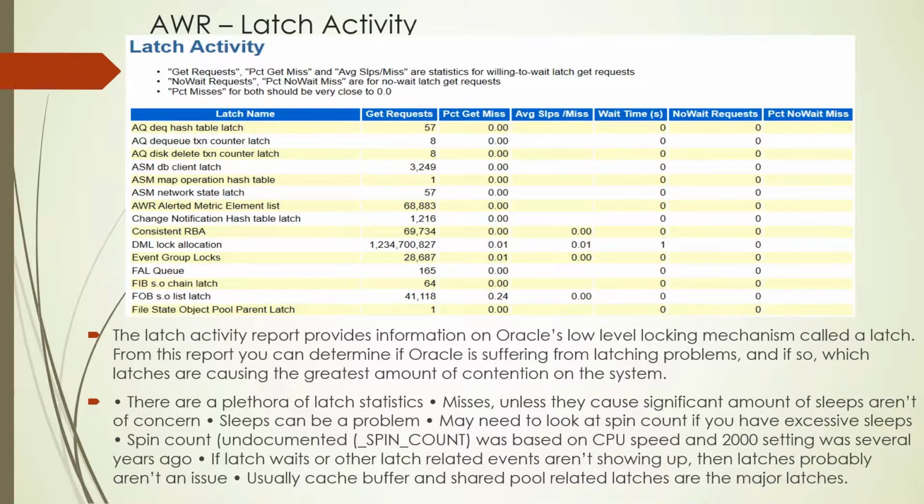This is something that we should look for: the latch activity. The latch activity is always useful, because if Oracle is suffering from latching problems, this is the section you should look at. You can see the AQ DQ hash table latch with 57 get requests listed at the top. Similar to the buffer pool, there are different types of latch statistics available.